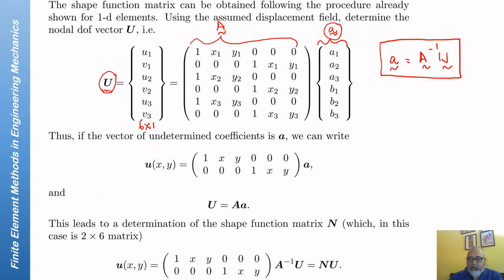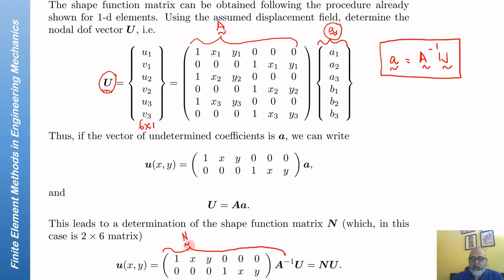So obviously this whole thing is the interpolation matrix, which interpolates the displacement values at the nodes to any point inside the element. So this must be our shape function.